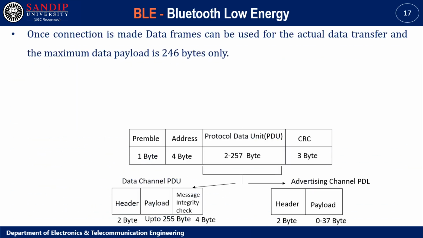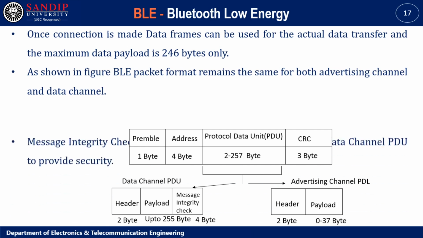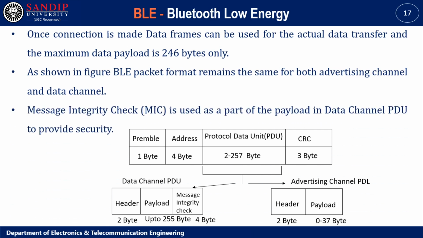Once connection is made, the data frame can be used for the actual data transfer, and the maximum data payload is 246 bytes only. As shown in the figure, the BLE packet format remains the same for both advertising channels and data channels. Message integrity check, that is MIC, is used as a part of the payload in data channels, that is PDU, to provide security. Figure shows the BLE packet format with data channel PDU and the advertising channel PDU.